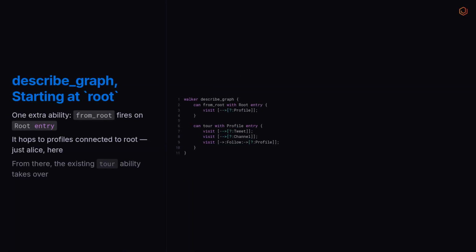The describe graph walker from lesson 4 gains one small addition. A new ability from _root fires on root entry and hops the walker to any profiles connected to root. From there, the existing tour ability takes over, exactly like last episode. 2 abilities, no other changes.